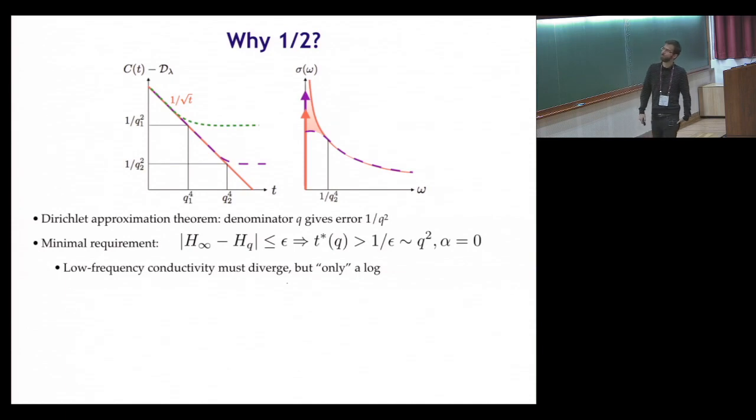We of course knew something had to happen at low frequency, and I think many people thought so too. The basic argument was the following. If you take a rational approximant with denominator q, we know from approximation theory the error is 1 over q squared. The minimal thing is, if you have two Hamiltonians that differ by epsilon, and epsilon is 1 over q squared, we should wait until time 1 over epsilon to see the difference. That gives you q squared.